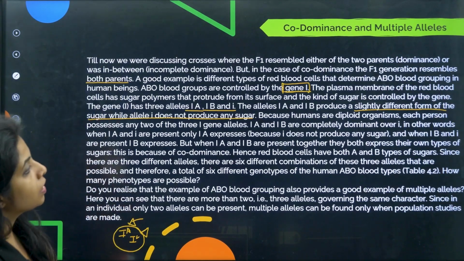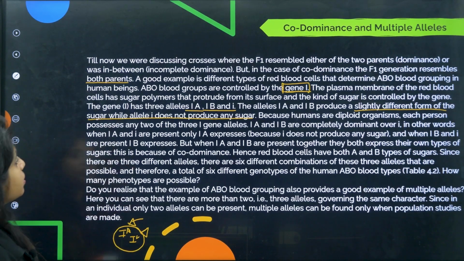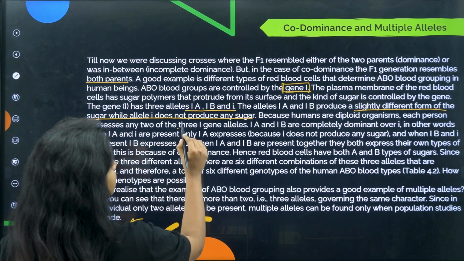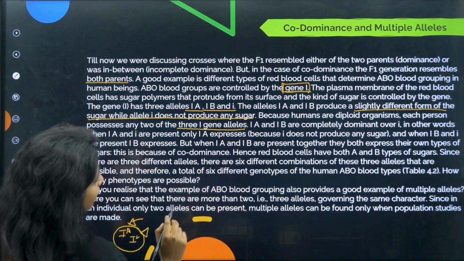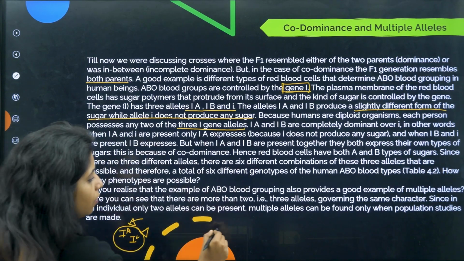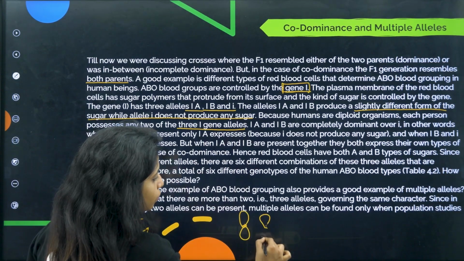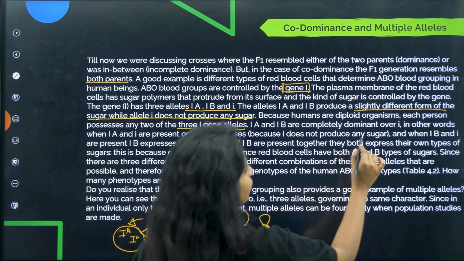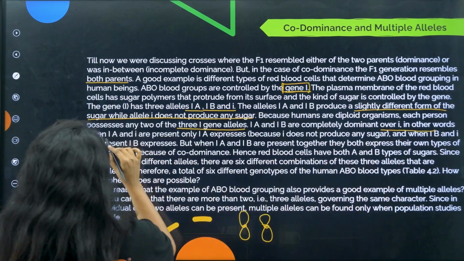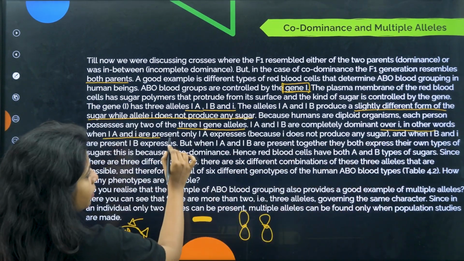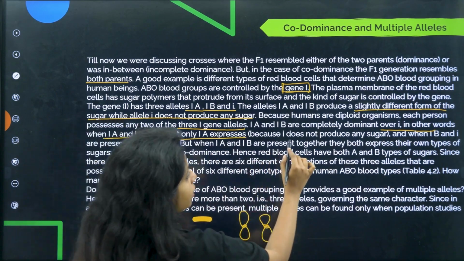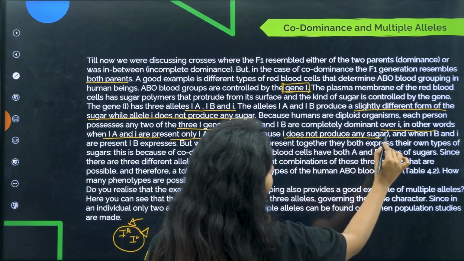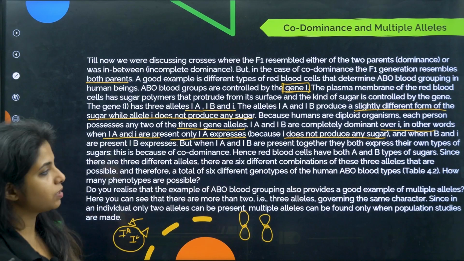Because humans are diploid organisms, each person possesses any 2 of the 3 I gene alleles. Yes, only 2 we give. 1 chromosome from father, 1 chromosome from mother. IA and IB are completely dominant over small i. In other words, when IA and small i are present, only IA expresses because a small i does not produce any sugar. As I said, O blood group comes like that.